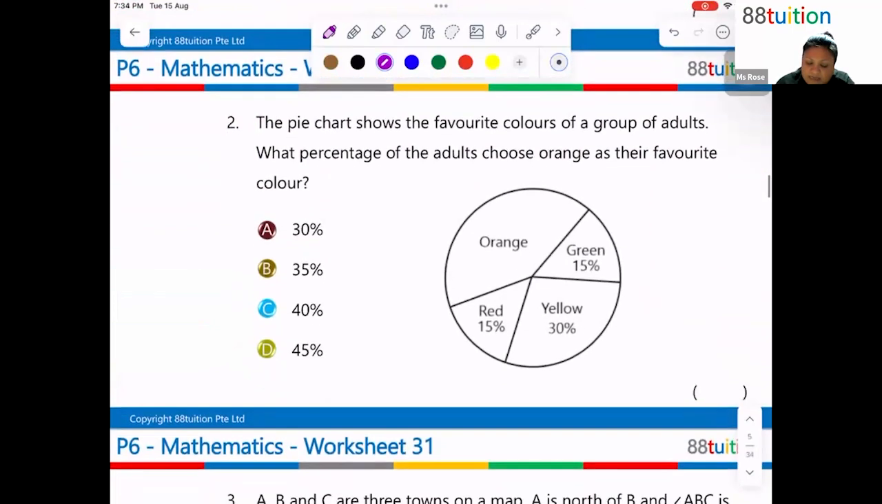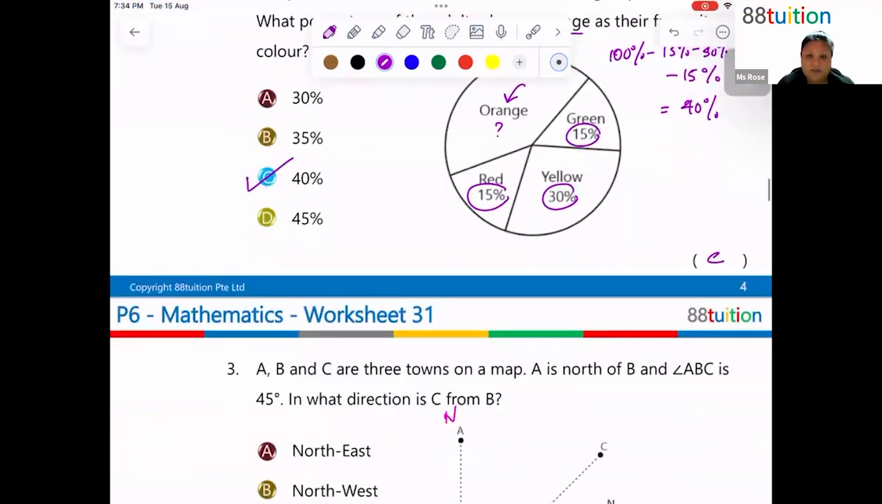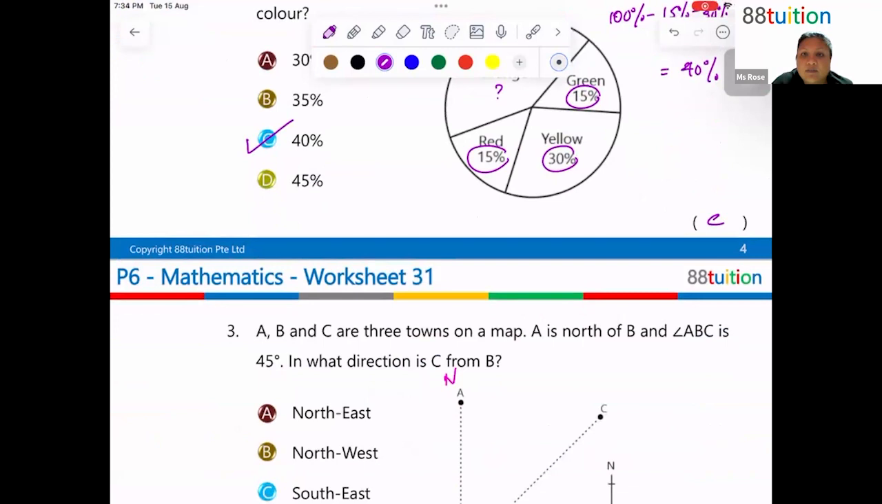For question number 2, because they all give us percentages, the answer will be in percentage. Total is 100%. So what percentage of the adults chose orange? So that's 100%, take away everything else. 30% minus 15%, minus 15% to give me 40%, which is C. So there you have it.